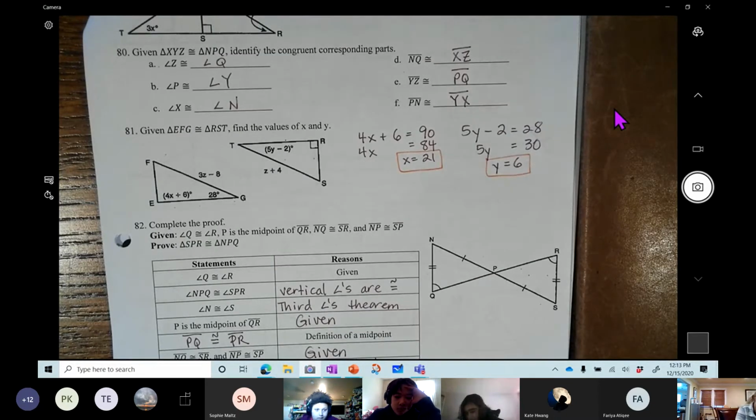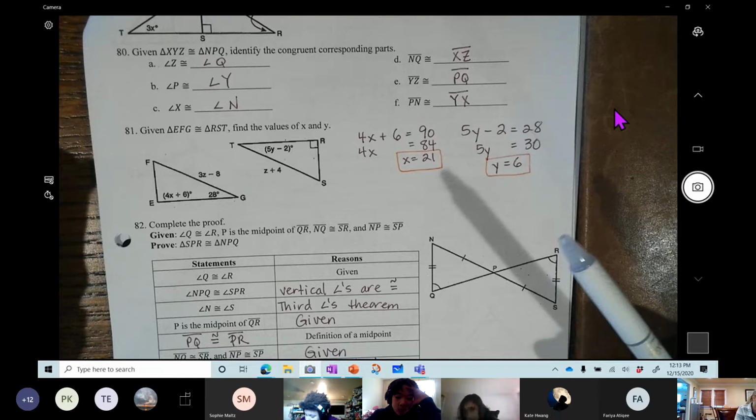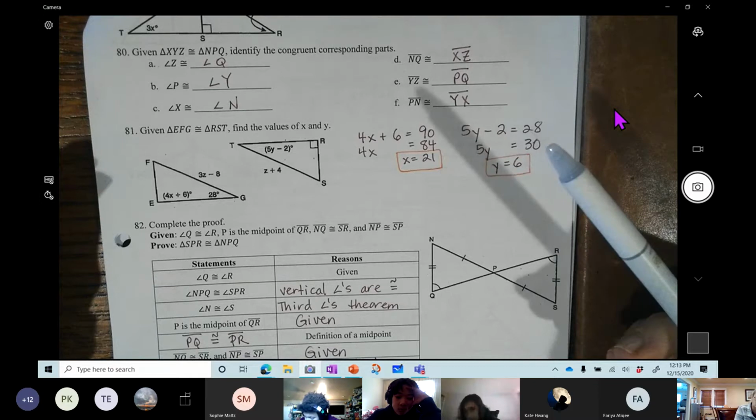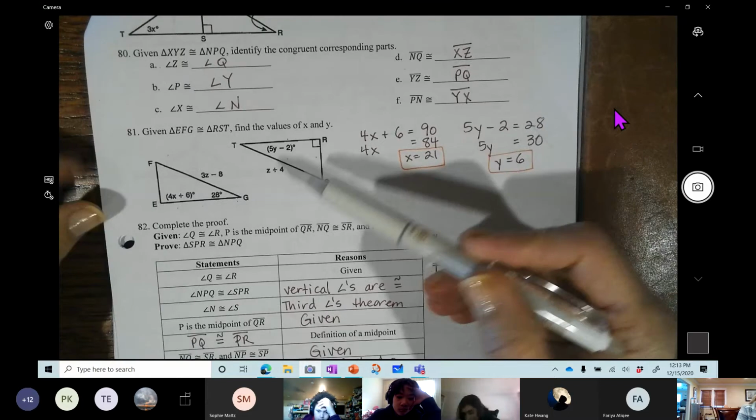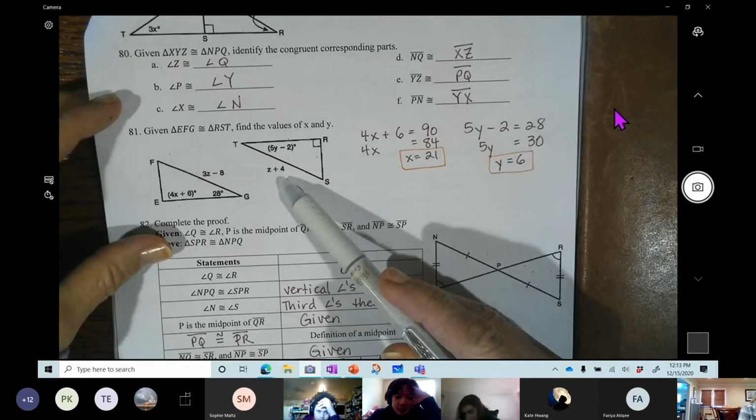Okay, so for 81, you're given that these two are congruent. Find x and y. So I had to write two different equations, which is also okay. But I have to make sure that it's the right corresponding part. So if I had a whiteboard, I would just redraw this one so that it's rotated in the same direction. Otherwise, if I wanted to solve for x, I know that these two are corresponding. Those two are going to be equal. I know that this one corresponds to this one here.